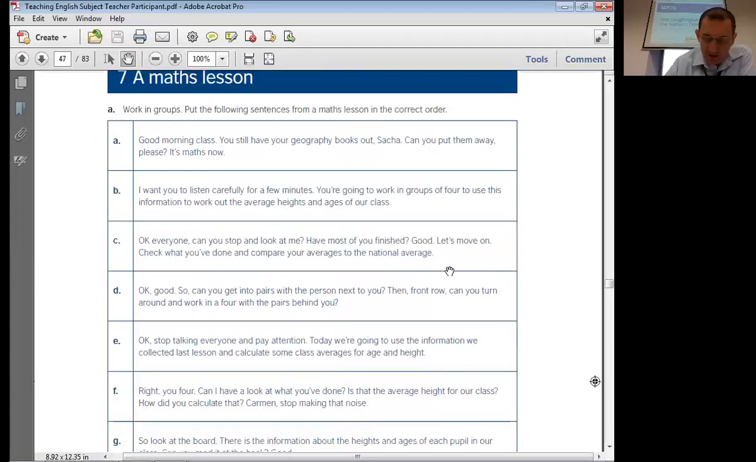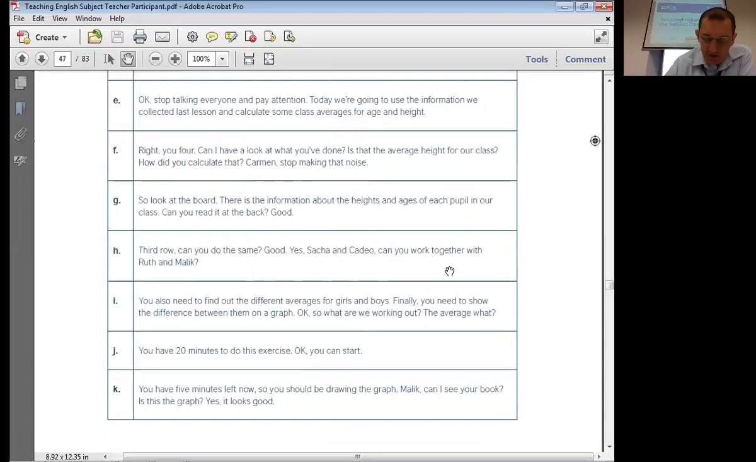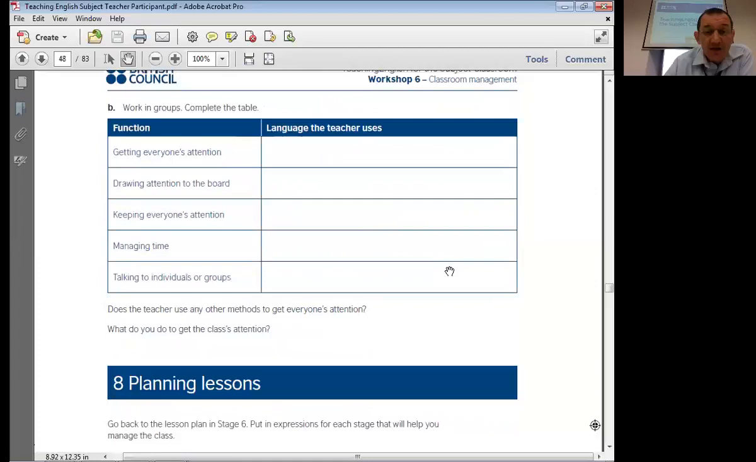Stage 7 is an ordering exercise. So they have these phrases, these excerpts from a maths lesson. And in groups, you will give cut-ups of this to the groups, and they will physically rearrange them into the correct order. They can then listen to the audio to check their answers. You can play it again if necessary, and they can change the order of the cut-ups and perhaps discuss it.